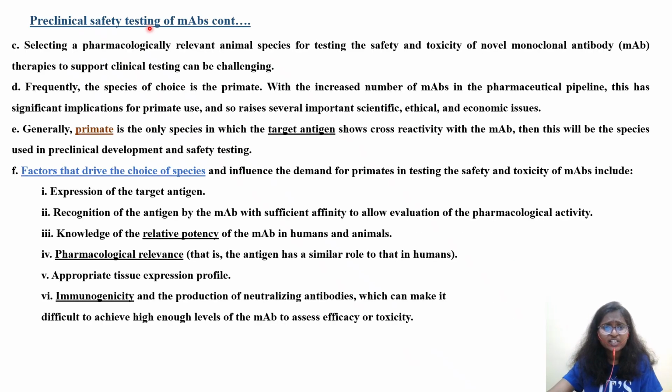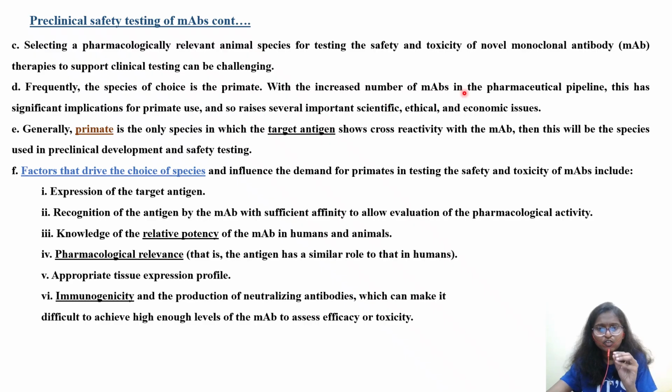Then we have preclinical safety testing in monoclonal antibodies. Selecting a pharmacologically relevant animal species. Throughout the video, we have been discussing the same point. Testing the safety and toxicity of novel monoclonal antibody therapies to support clinical testing can be challenging. Frequently, a species of choice is preferred. Generally, monkeys are the choice for the monoclonal antibodies.